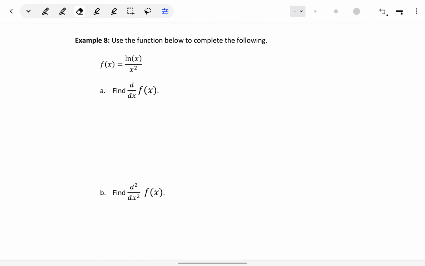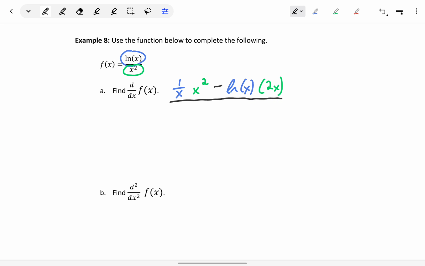In our last example, we have the natural log of x divided by x squared. So we apply the quotient rule, where we would get 1 over x times x squared minus the natural log of x times 2x. So that's the numerator after taking the derivatives of those functions where appropriate.